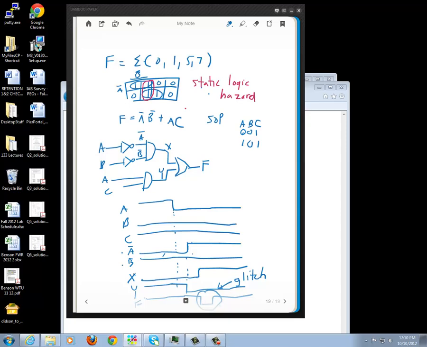So to get rid of this hazard, what you do is you add a cover term. So this static logic hazard can be fixed with the cover term, which is this one right here, B naught C. So your glitch-free circuit is going to be F equals A naught B naught or AC or B naught C. By adding B naught C, if you added that to the timing diagram, you would see that no glitch would occur in the output.